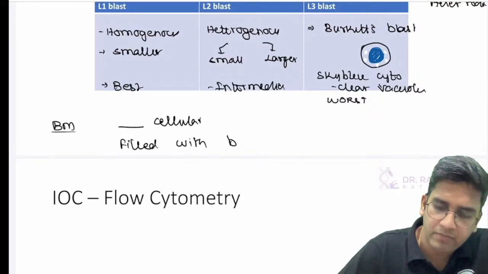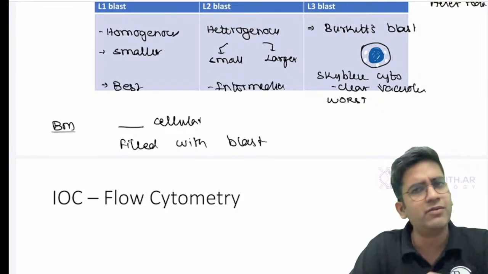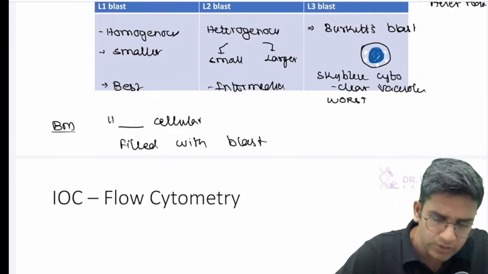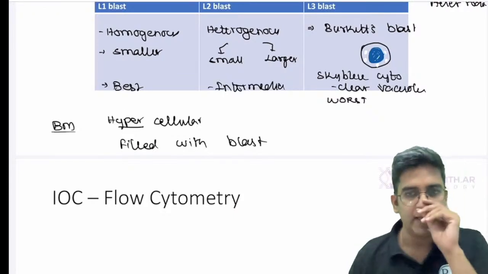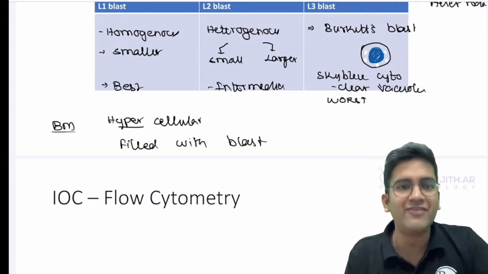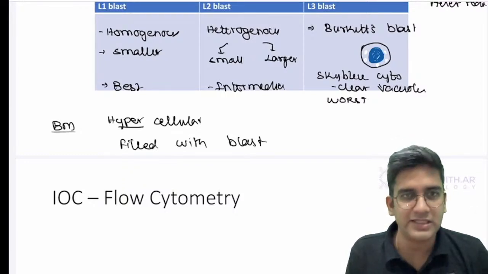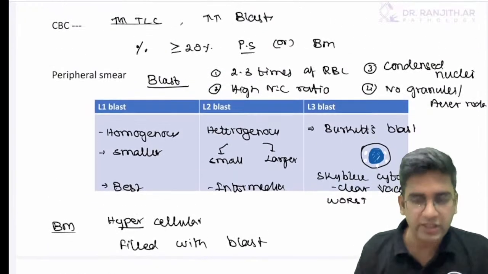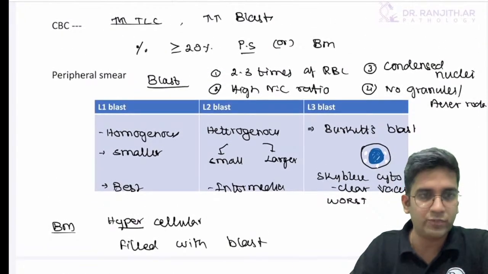Most of the time, in the bone marrow of an acute lymphoid leukemia, close to 80-90% of the entire bone marrow will be filled with blasts, and it will undoubtedly be a hypercellular bone marrow, right? It's hypercellular because I'm having a leukemia. A leukemia cannot be less cellular. A hypercellular bone marrow filled with blasts of the same kind is more than enough for me to think in terms of an acute lymphoid leukemia.